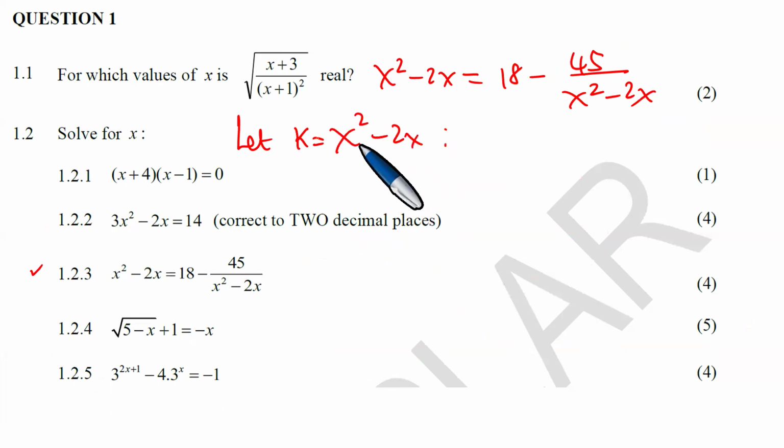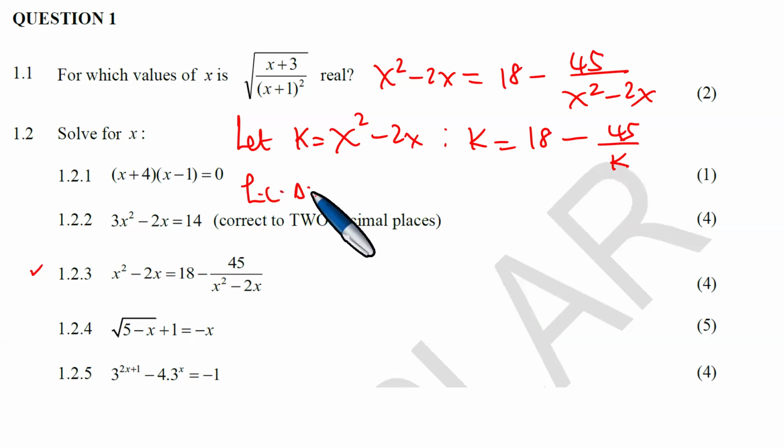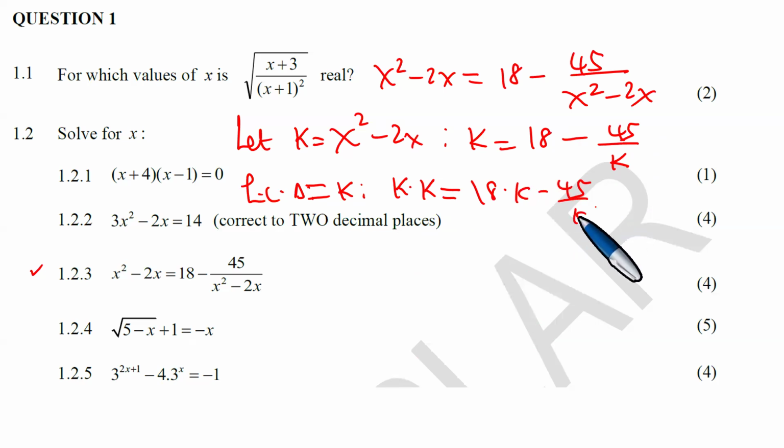Let k be x squared minus 2x, so that you have k equals 18 minus 45 over k. When you get to this point, you multiply everything by the LCD, the lowest common denominator, if there are fractions like this. Because there's a k in the denominator, take the LCD to be k. Therefore we have k by k, multiplying each term: 18 by k, 45 over k by k.